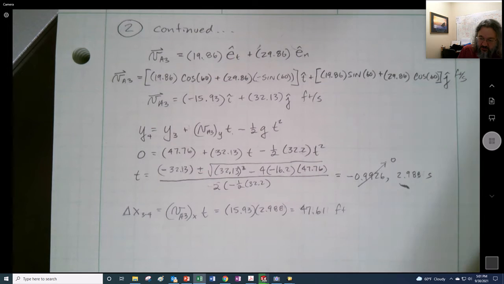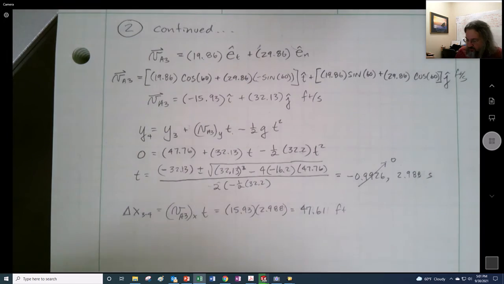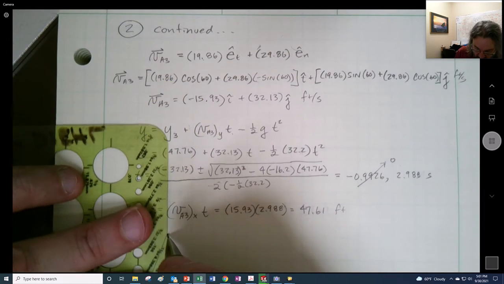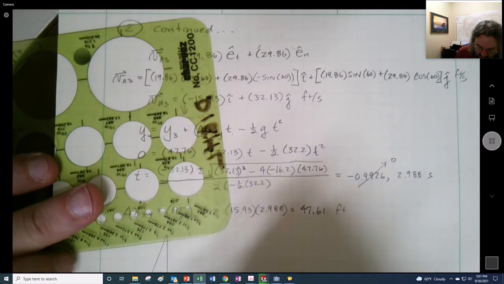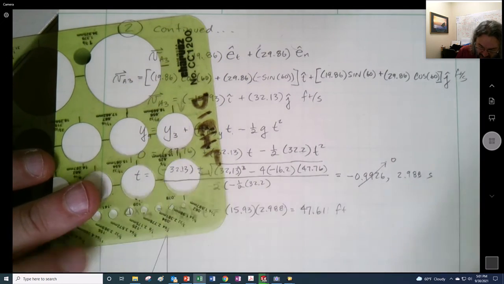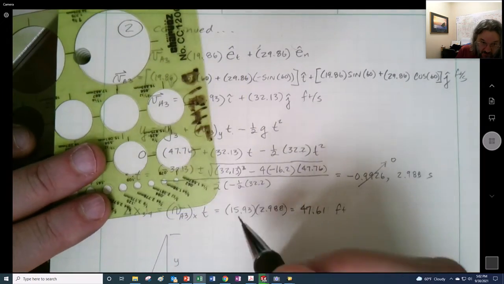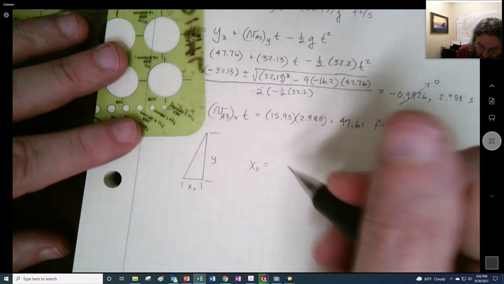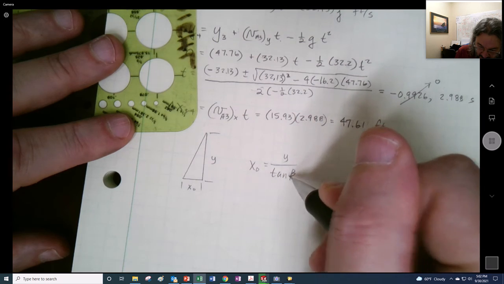This is our 47.61. Yes. Okay. Boom. And then I'll say that the x at the bottom, let's just draw a little triangle. That's what we'll do. So you go this and this and this. And we want to find the bottom. I'm going to call it x naught. Let's call this y right there. So if I want to find x naught, I want to take y and divide it by the tangent of beta.